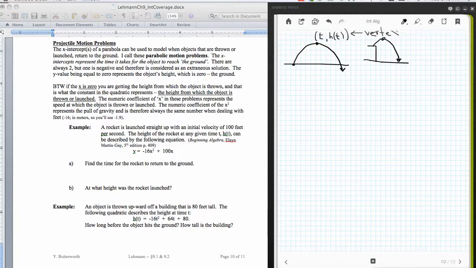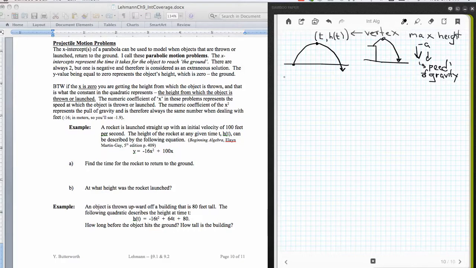Now these types of problems are going to have a maximum, because they are going to be represented by a negative a value. Our thing that is acting on these projectiles is gravity, and gravity has a downward flow. So that's going to tell us that our a is negative. In fact, our a tells us about the speed of gravity, and that is actually a type of acceleration. If you've ever had any physics, you'll understand a little bit about that.